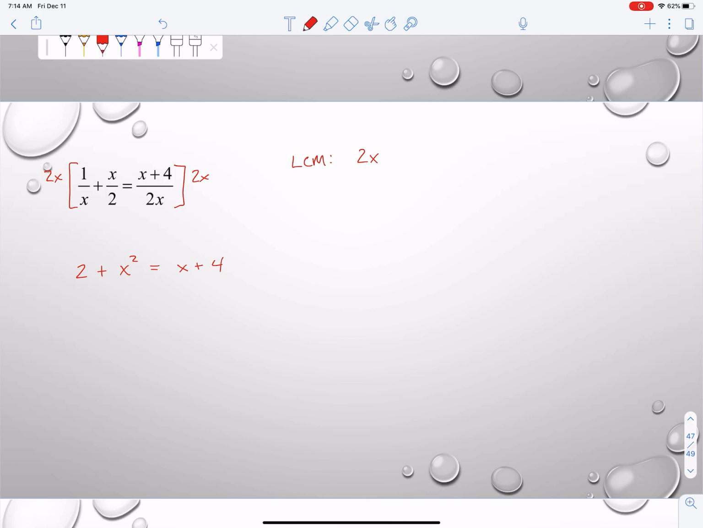Here I've got a quadratic, all right? So I need to get everything on one side of the equation. I'm going to move to the left, so my x squared is positive. So we're going to have x squared minus x minus 2. Two numbers that multiply to negative 2 and add to negative 1 are going to be x minus 2 and x plus 1. So x minus 2 equals 0 and x plus 1 equals 0. And solutions will then be x equals 2 and x equals negative 1.